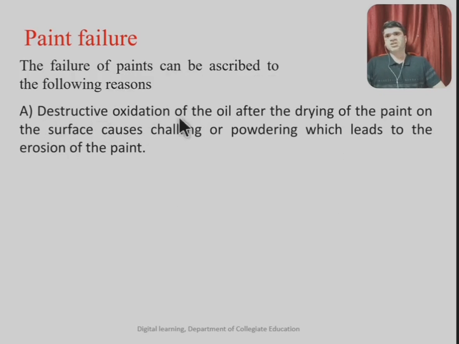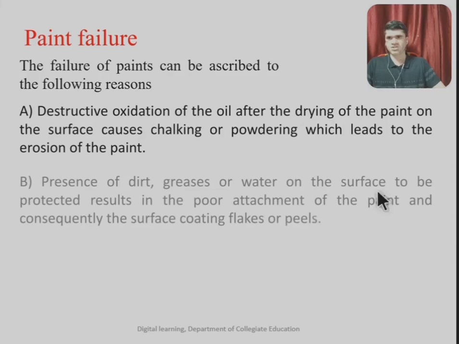First reason is destructive oxidation of oil after the drying of the paint on the surface causes chalking or powdering, which leads to the erosion of paint. So that means here binder or vehicle undergoes destructive oxidation forming powder-like substance. Okay, that is, it is not stable on the surface, it will form powder and the powder falls off. Okay, so over time, so that is called as destructive oxidation.